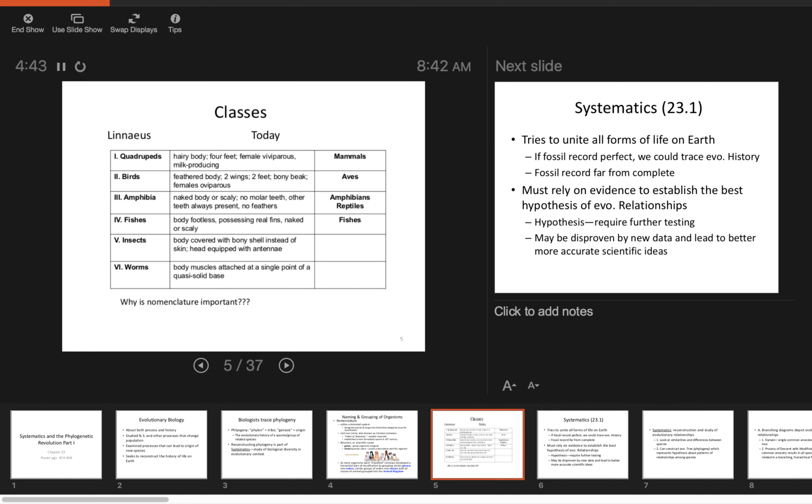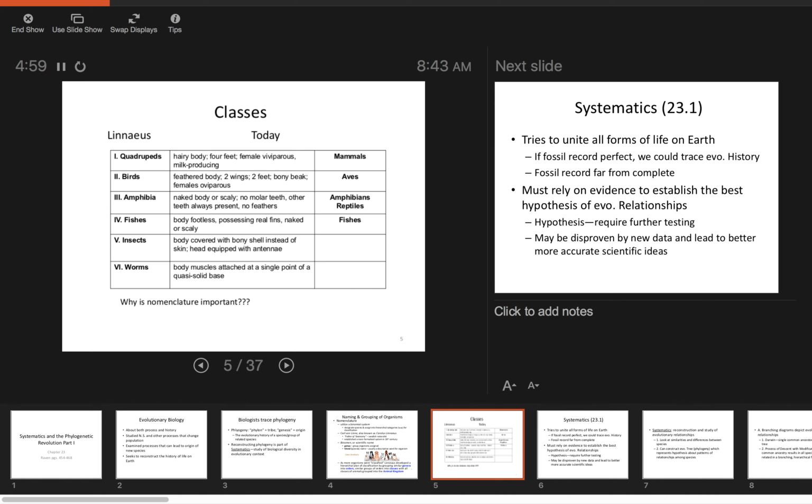But does anyone know why nomenclature is important? So you can tell who can reproduce with who. Okay, so you can figure out which species is which species. You guys ever... So if I say daddy long legs, what do you think of? Long legs. Spiders.